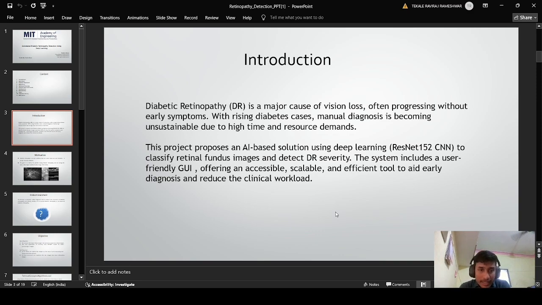In this project, we created an AI-based tool that uses a deep learning model called ResNet 152 CNN. It is a pre-trained model of CNN, and it looks at eye images called fundus images and decides how serious the disease is. We also built a user friendly interface so it's easy for both doctors and patients. Our goal is to make early detection faster, simpler, and more accessible for patients and doctors.